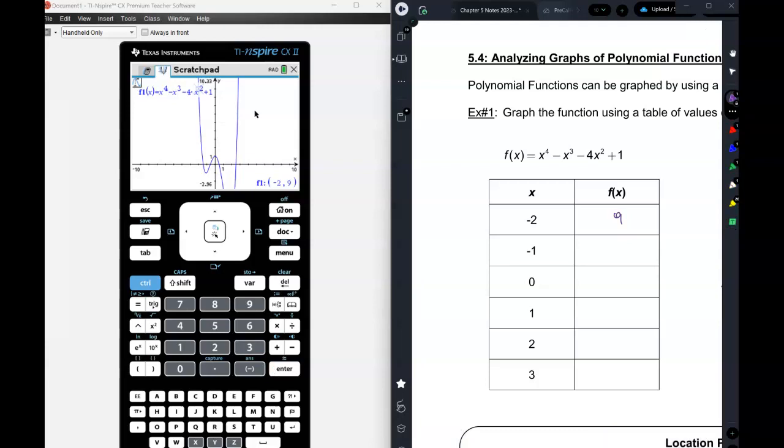Without pressing anything else, type -1, enter, I get -1. 0, enter, 1. 1, -3. 2, -7. 3, 19. Okay?